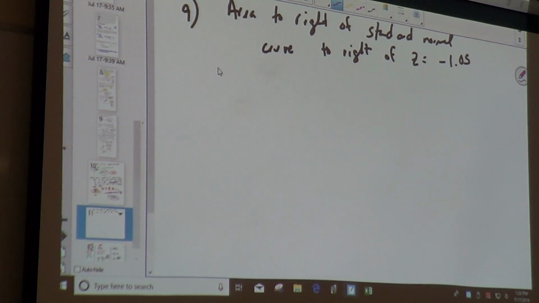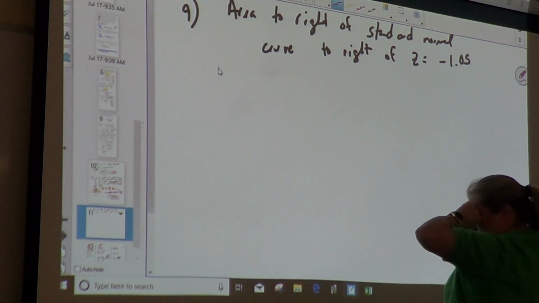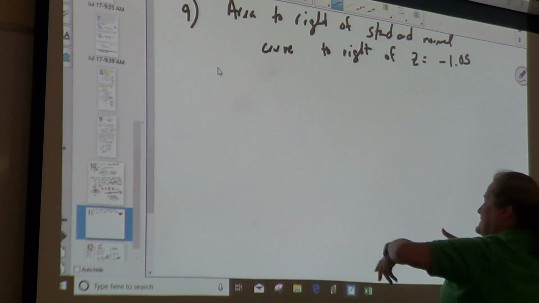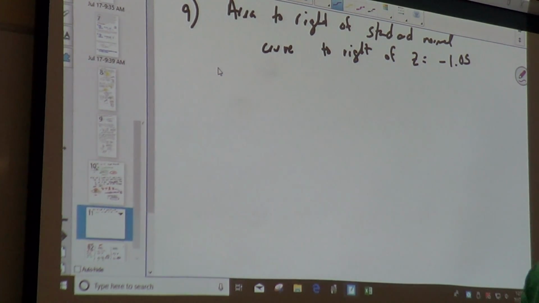Area to the right of a standard normal curve of z equals negative 1.05. Is that the first type, the middle type, or the last type? First type. It didn't say we had a sample size, and it didn't say we had a percentage. It's just straight up, here's the data, figure it out.